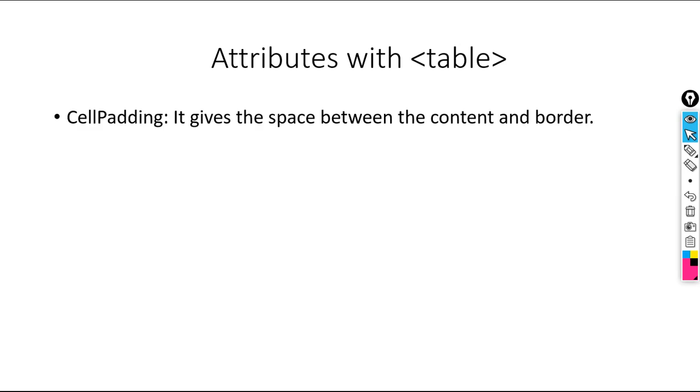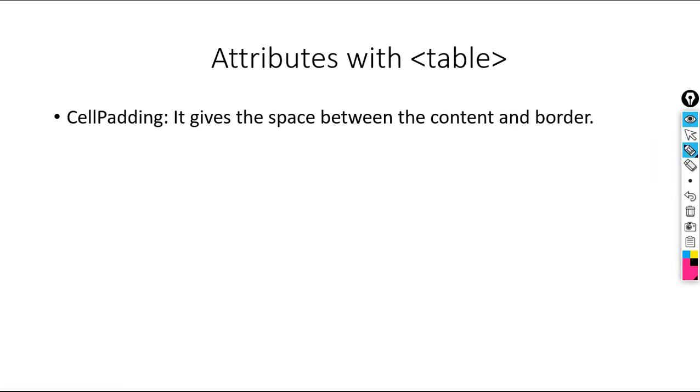Now, attributes in a table. Attribute means state of an object, or we can say that attributes add additional functionality to an HTML element. Okay. Now, cellpadding. It gives the space between the content and the border.